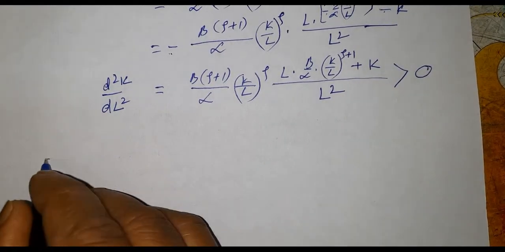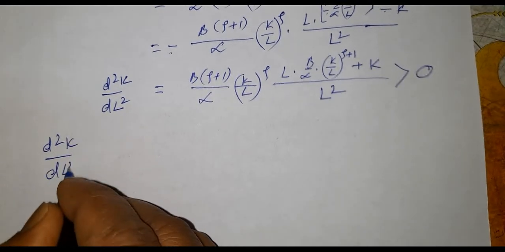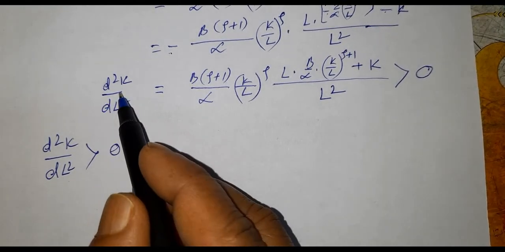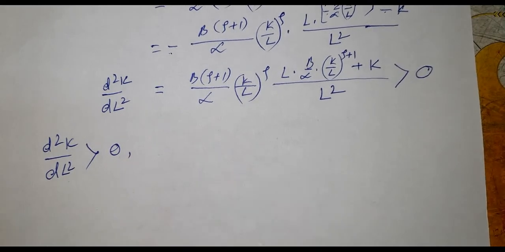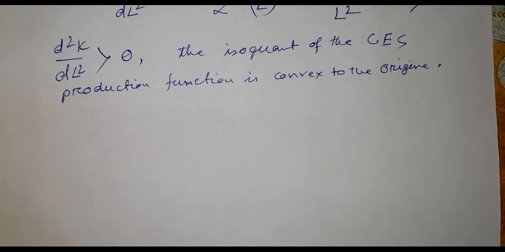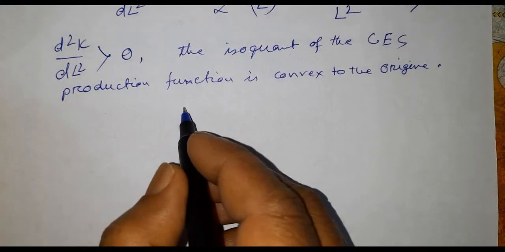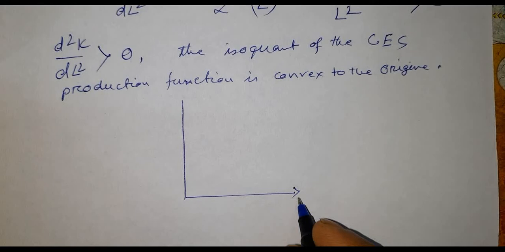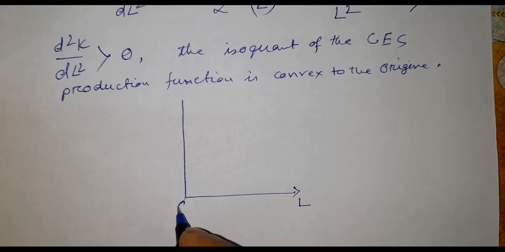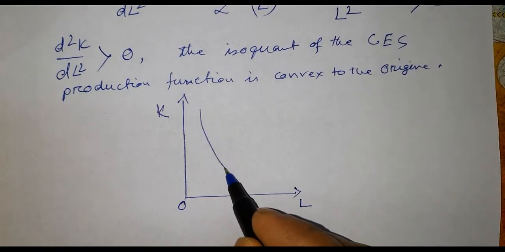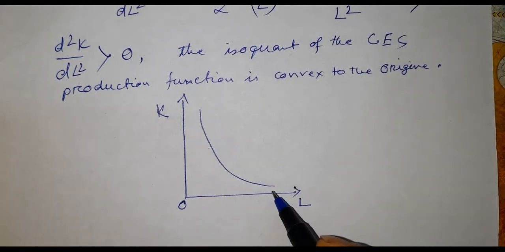Here we got d square k by dl square greater than 0, that is, the second order derivative of k with respect to L is positive. So the isoquant of CES production function is convex to the origin, and the graph of the isoquant of CES production function will be like this. If the horizontal line is labor and the vertical line is capital, the isoquant will be like this. So this is a downward sloping convex curve.